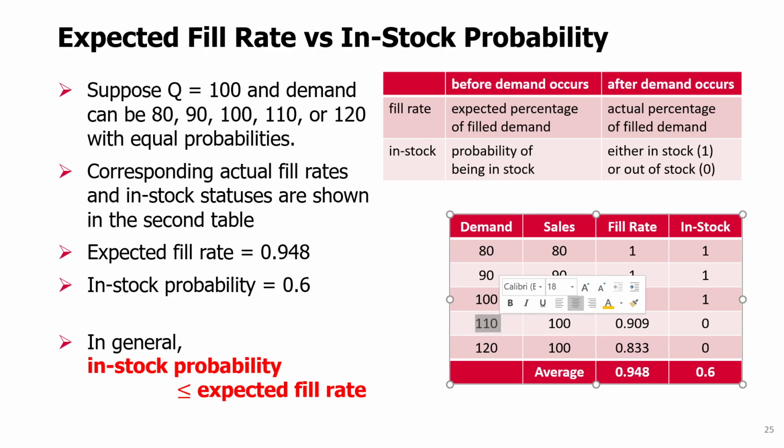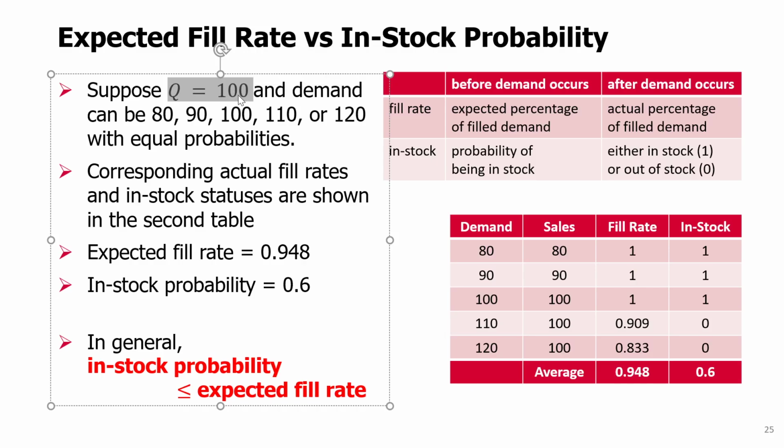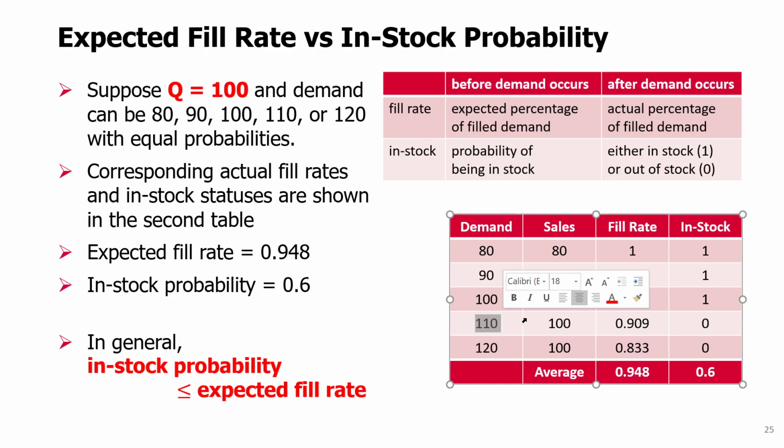But if the demand is higher than quantity 100, right, then there's this quantity. Let's actually maybe highlight it. If demand is 110, then of course we can only sell what we have, and we have lost sales. And now fill rate is only 100 over 110 of demand. So it's roughly 91%. And then if demand is 120, again, the fill rate is decreasing. But notice the in-stock status changes from 1 all the way to 0. And it doesn't matter if we're short of 1 unit or multiple units.